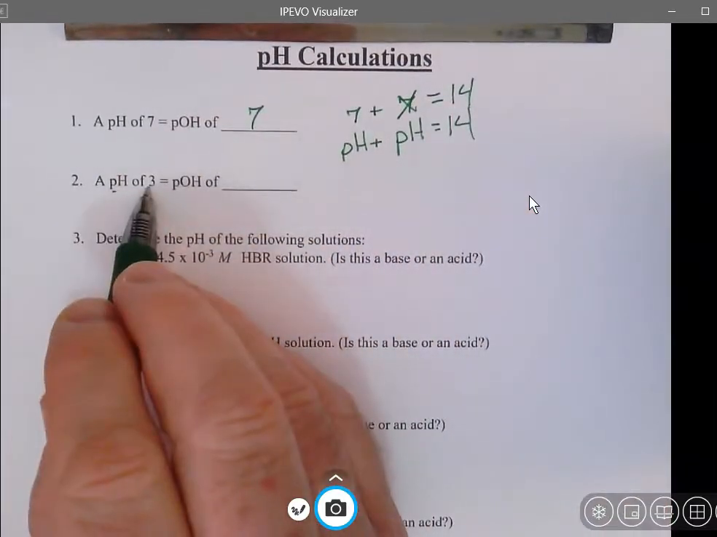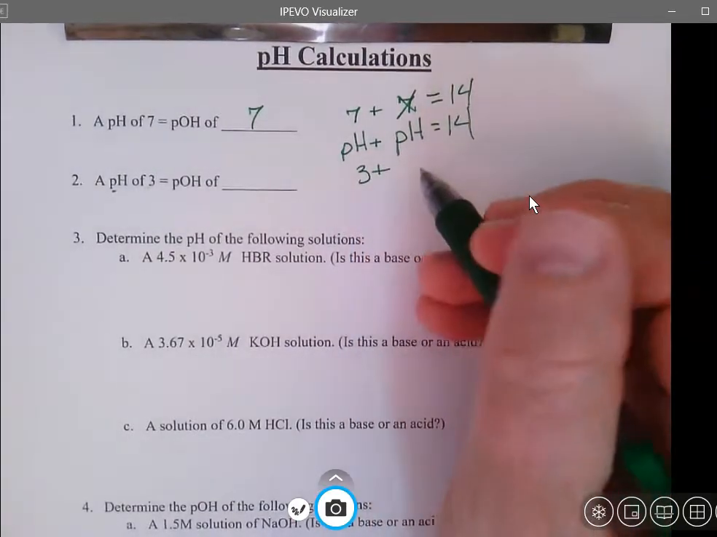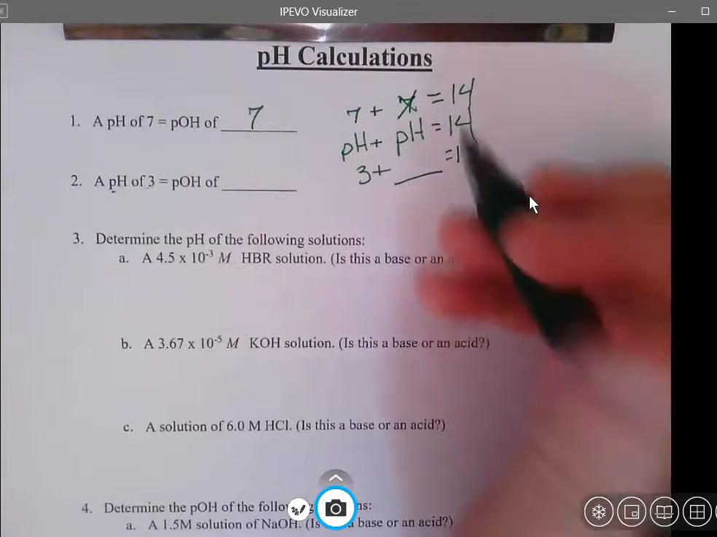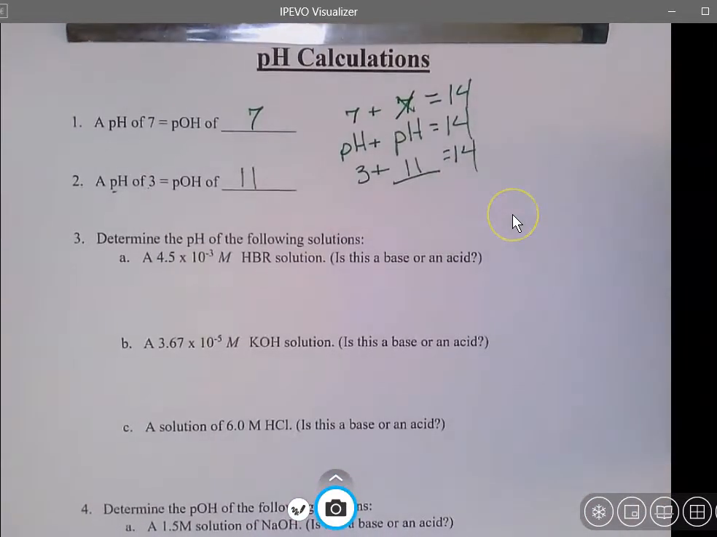If we have a pH of 3, 3 plus a number equals 14. And therefore 3 plus 11 is going to be equal to 14. And so don't try and make those questions hard whatsoever. They are that simple. Just pH plus pOH equals 14.